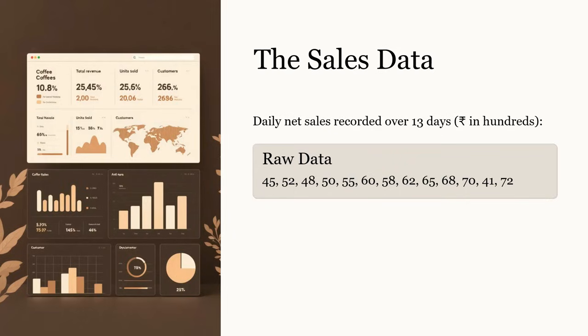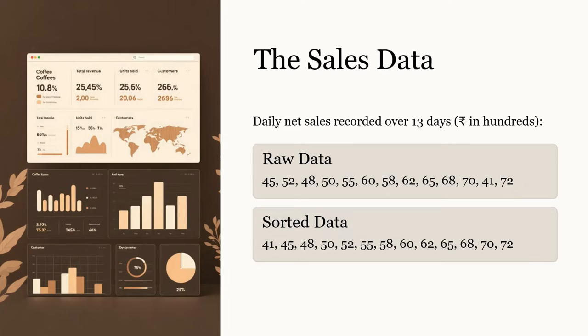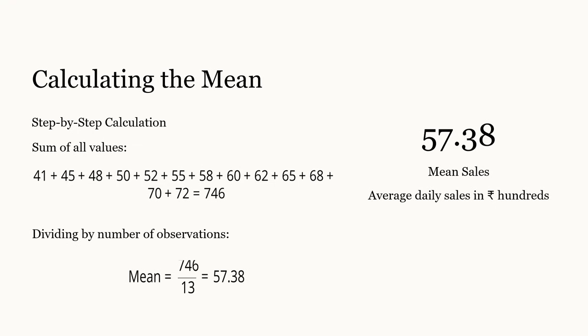Suppose in the examination you will get the data set, like here the data set is given. The data set is recorded over the 13 days time period and the data set is having values in rupees 100. First, we have to arrange the given data set in the ascending order, that is starting with the smallest going up to the largest number. Here, there are 13 values which have been given in the data set.